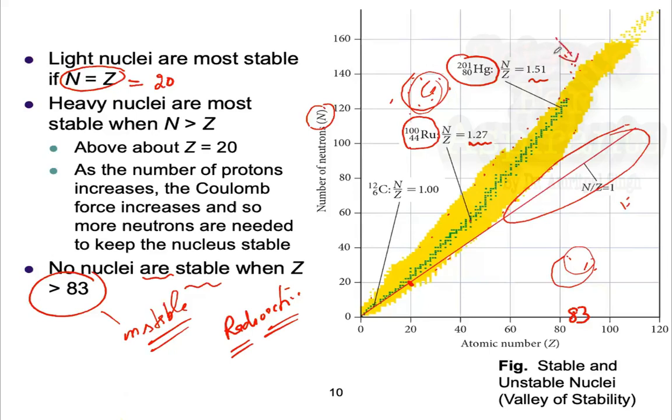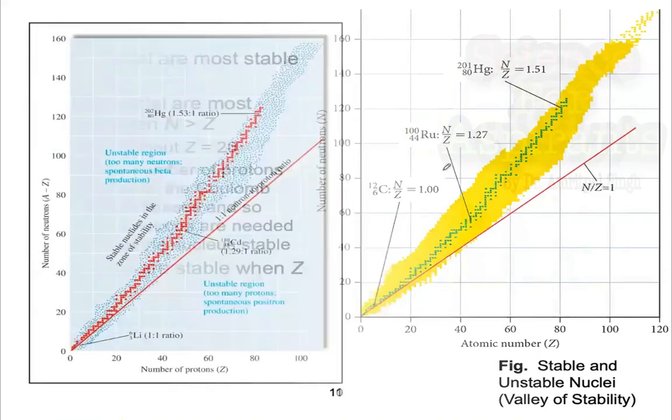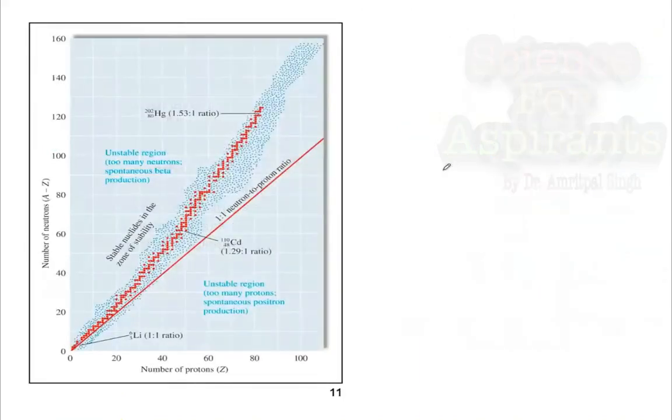Like if I talk about uranium, due to nuclear fission, that uranium tries to lose its energy and break up into small fission fragments. And by doing so, it is trying to come closer to this nuclear stability belt. Further looking at this graph, this is the same graph which I have shown you in the previous slide. Now, what are the important features which we can find out from this graph?